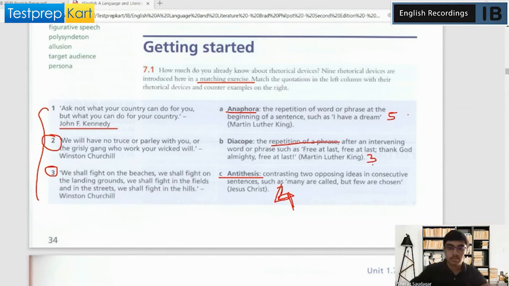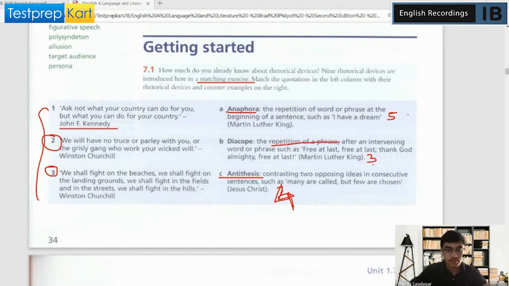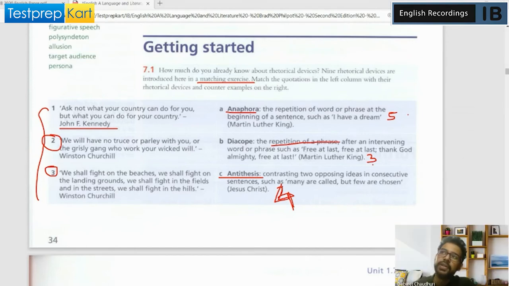Got it? Yes. Are you clear what an anaphora is? Yes, I am clear. So I think I should do this. I think I should do that. And I think I should do this. If you write three sentences with the words I think at the beginning, then the repetition of that phrase at the beginning of each sentence makes it an anaphora. Okay.